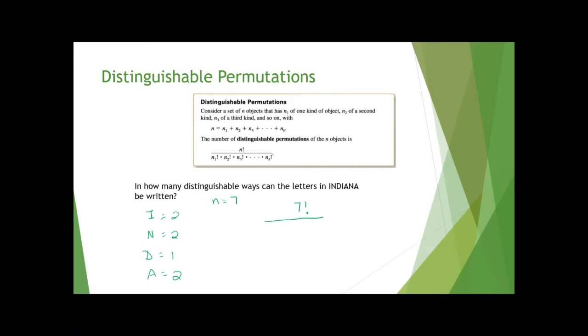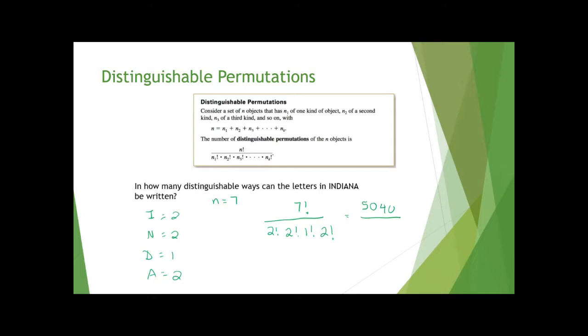And then you take each of the mini groupings. So there are two I's, so that's 2 factorial. Then 2 N's, that's 2 factorial. 1 D, so that's 1 factorial. And then 2 A's, so that is 2 factorial. So you basically take the factorial for each little mini subgroup and how many of those there are. So 7 factorial, if you have the factorial button on your calculator, or you can just do 7 times 6 times 5 times 4 times 3 times 2 times 1, that comes to 5,040. And 2 factorial is 2 times 1. So this is just going to be 2 times 2 times 2.